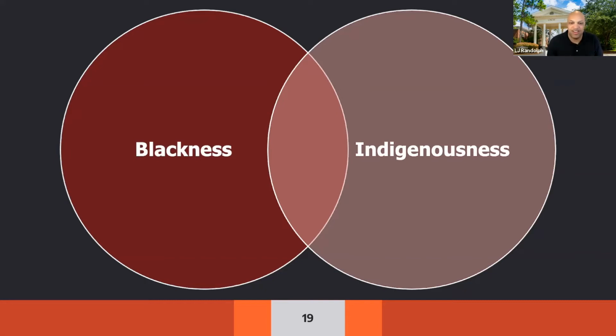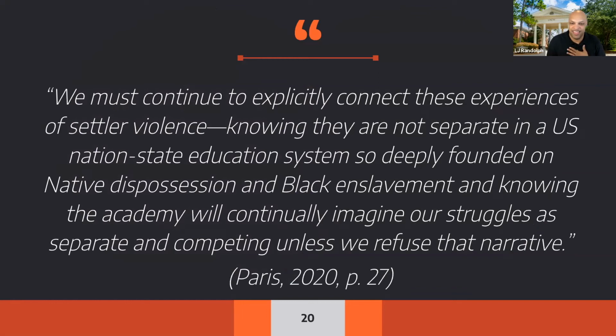And I always like to find someone more credible than I to agree with me. So Django Paris also talks about that when he's talking about liberation movements of Native people and Black people, and how all of these experiences are really connected to settler violence, and how part of what the Academy does is try to imagine those struggles as separate and competing, and how we as educators and as members of those communities and allies of those communities have to actively reject that narrative.